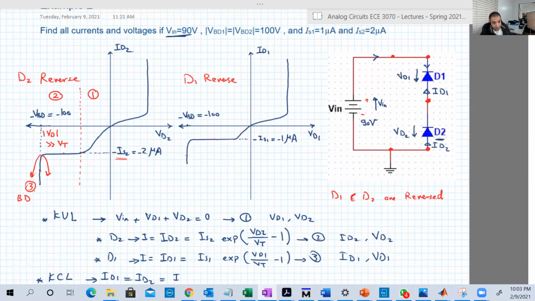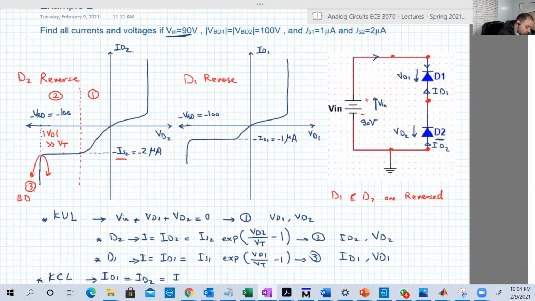If we are working in the breakdown, this is even easier, because then we know VD for sure. It will be equal to minus VBD, which is 100. So, for example, if we discover that D1 is in breakdown, then VD1 for sure is minus 100. And one of our unknowns becomes a known variable.